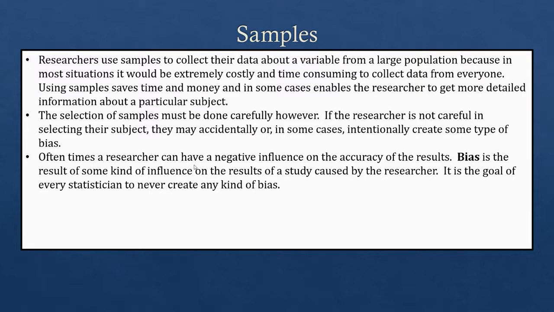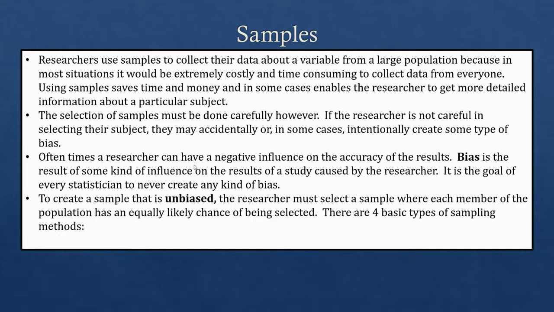In some situations, bias is inherent and you can try as best as you can, but there's still going to be some kind of influence. It really just depends on what kind of information or data you are trying to collect. To create a sample that is unbiased, the researcher must select a sample where each member of the population has an equally likely chance of being selected.